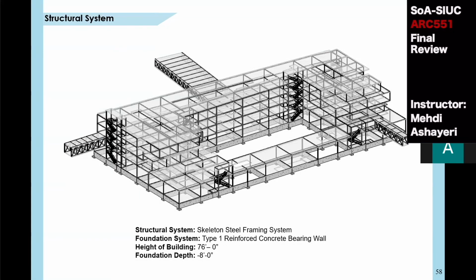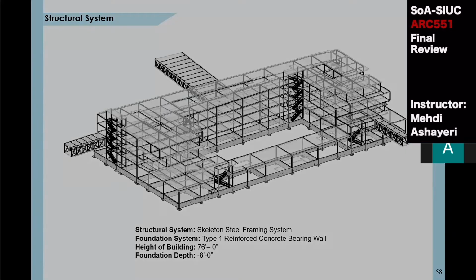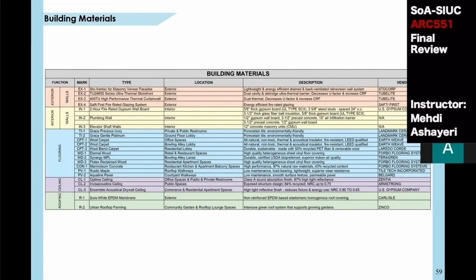So for the structural system, the same as Main Street Core, we incorporated the skeleton steel framing system for its reduced construction costs, future adaptability, and design flexibility. And we also incorporated a Type 1 reinforced concrete bearing wall system because of its high durability, low energy costs, and low maintenance. This showcases the building materials used throughout the entirety of Cass Manor from exterior to interior.